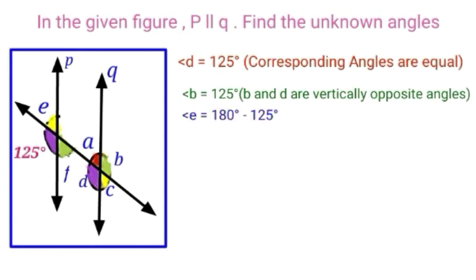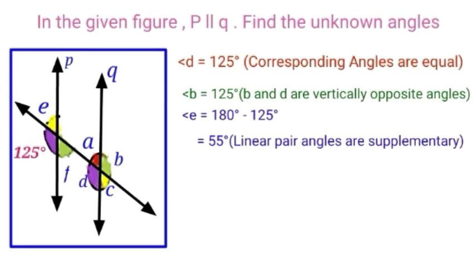Next, angle E is equal to 180 degrees minus 125 degrees. That is equal to 55 degrees. Because angle E and 125 form a linear pair. Linear pair angles are supplementary. Their sum is 180 degrees. So the measure of one angle is equal to 180 minus the measure of the other angle. So angle E is equal to 55 degrees.